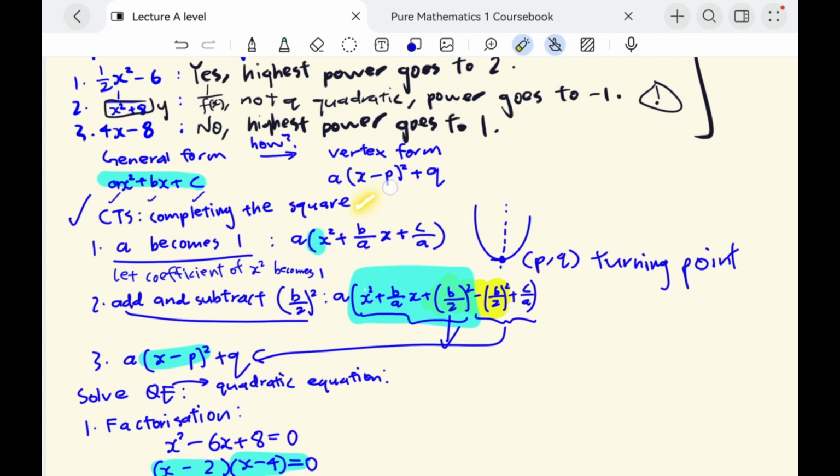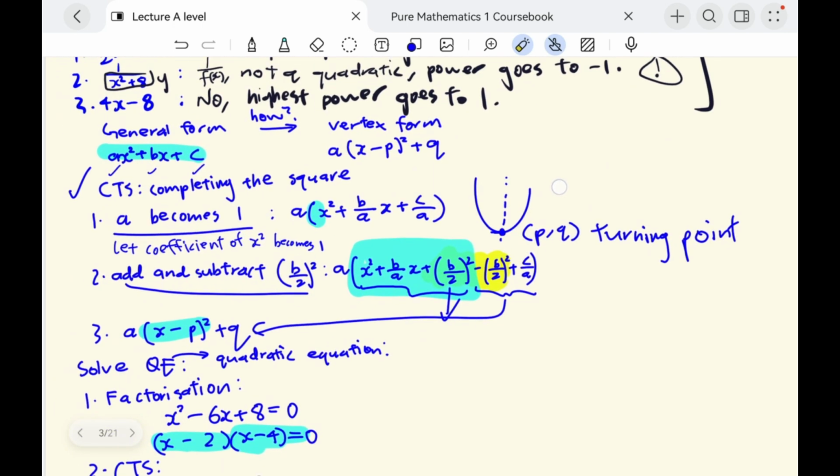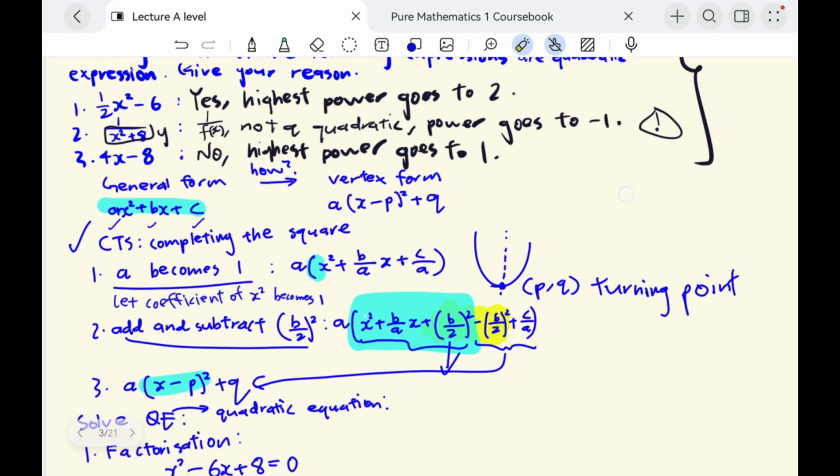This will save our time for the discussion of the past year papers, once I have finished all the discussion of these 8 chapters. Alright, how does the CTS carry out? You see there's a general form. What is the first step? The first step is to convert this equation into the vertex form, which is a(x minus p) squared plus q.